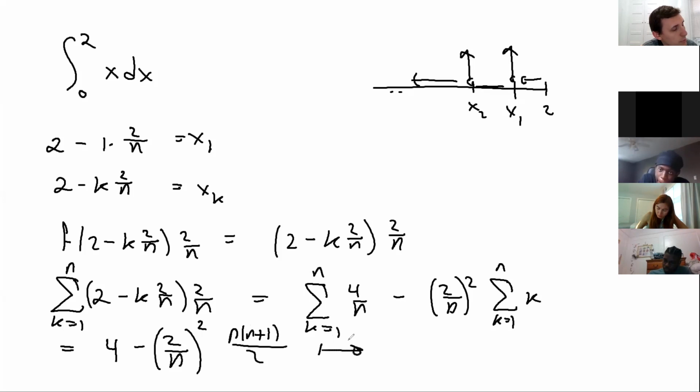And in the limit, guys, what happens? If I push the limit to infinity, I get 4 minus, what do I get here? I get 2 squared divided by 2. So altogether, I still have 2, just like before.